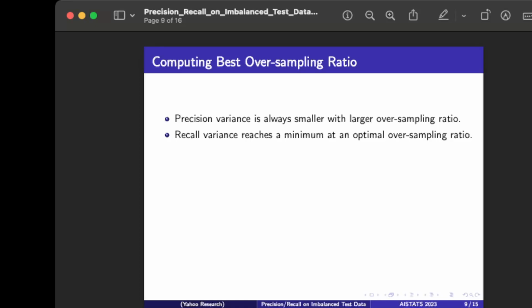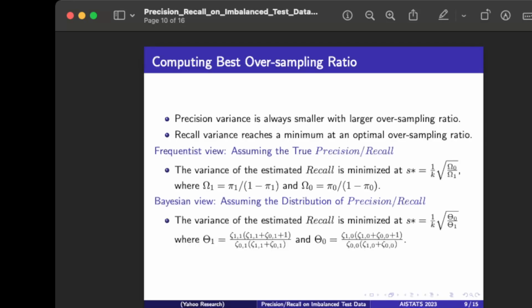There is a sweet spot to minimize the uncertainty of the recall estimates. In both frequentist and Bayesian view, we can analytically find the optimal oversampling ratio to minimize recall's variance. And this optimal oversampling ratio is decided by the imbalance ratio K and estimated precision and recall.